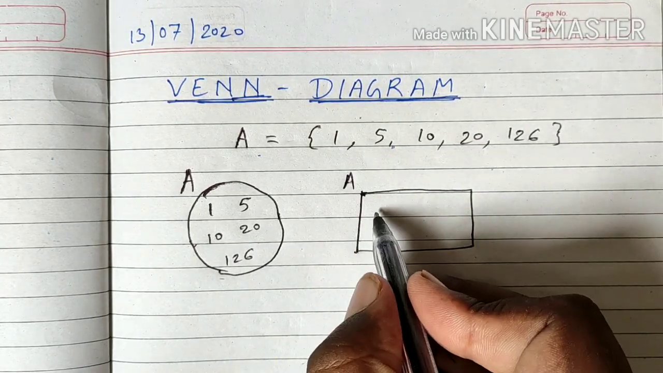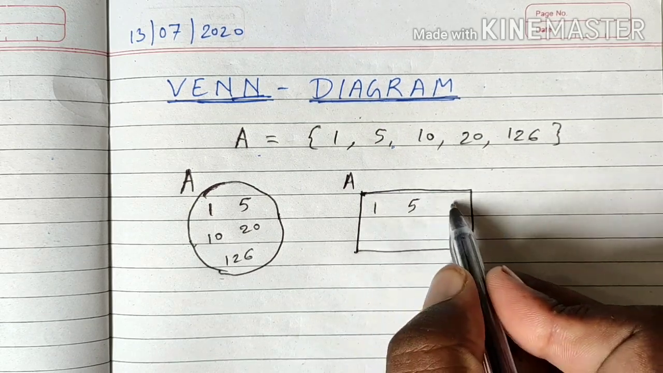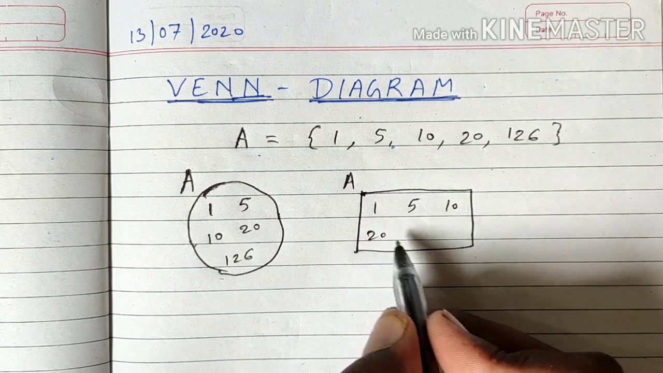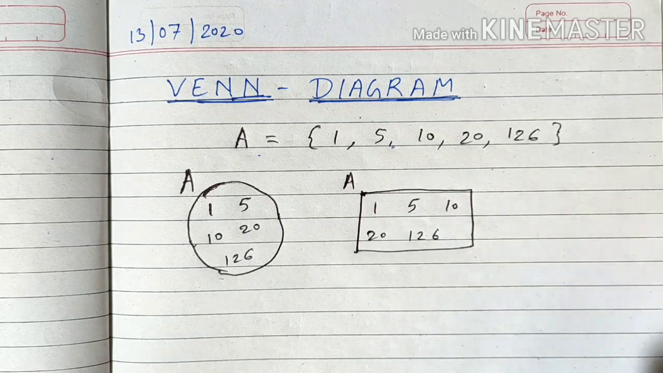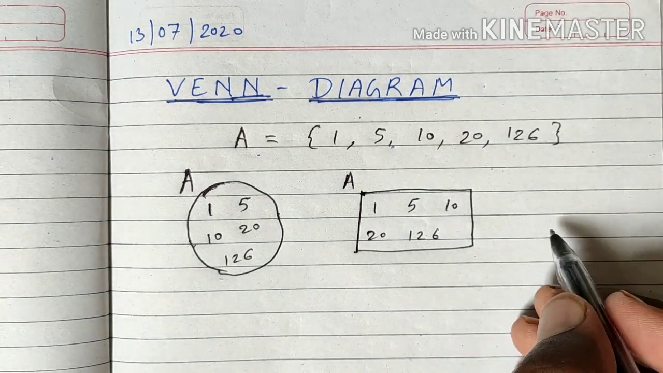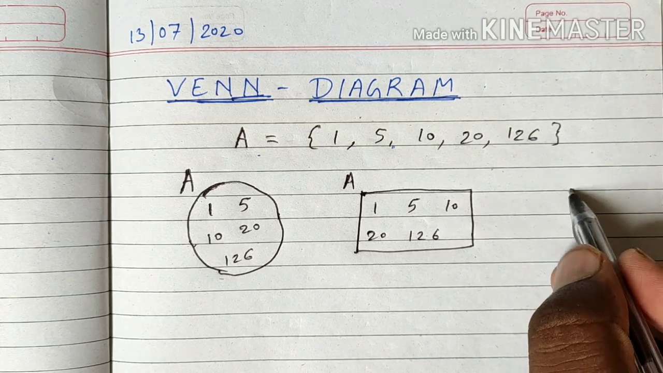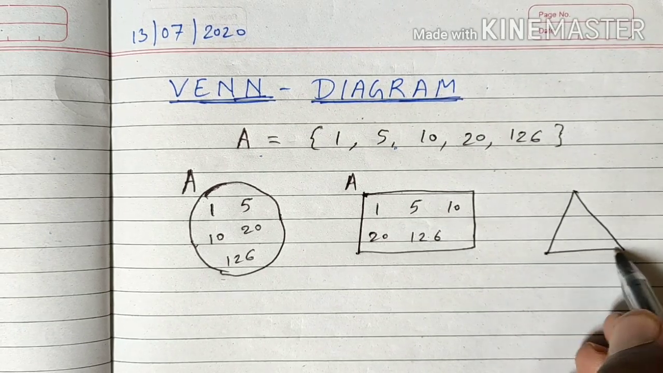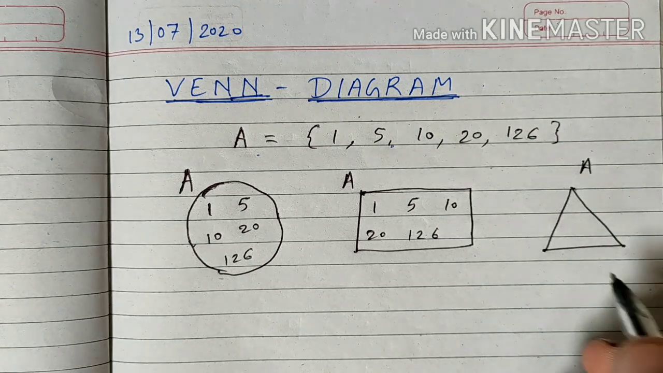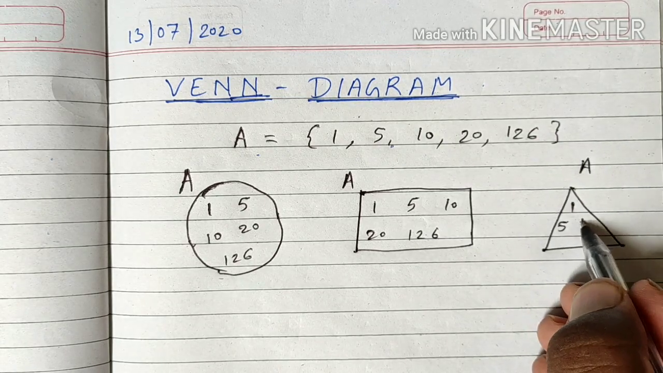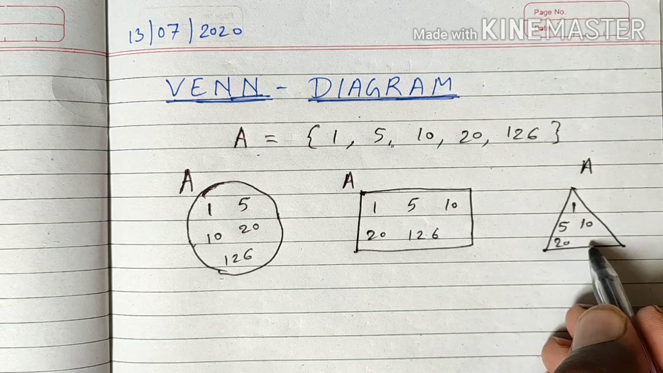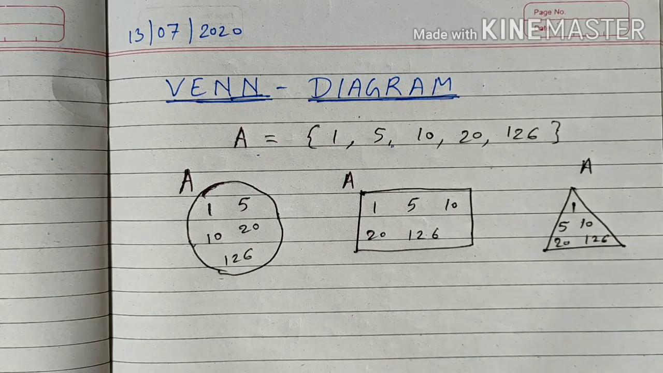It is also closed, no? So set A: 1, 5, 10, 20, 126. Write inside this diagram only. Don't write outside that. Okay. We can also use a triangle to represent it, because a triangle is also closed. So we can write 1, 5, 10, 20, 126.